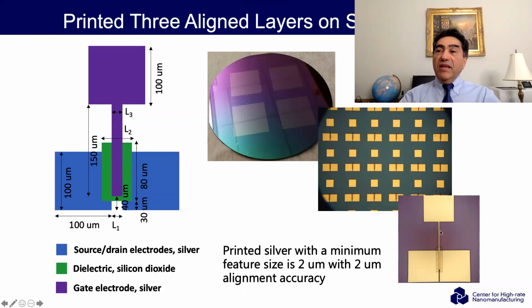And you can see, so the gate is 2 micron, and the gap between the source and drain is 2 microns. So you can see it's exactly over that. So that's done completely automated with the tool. So the tool has the capability to do alignment automatically.